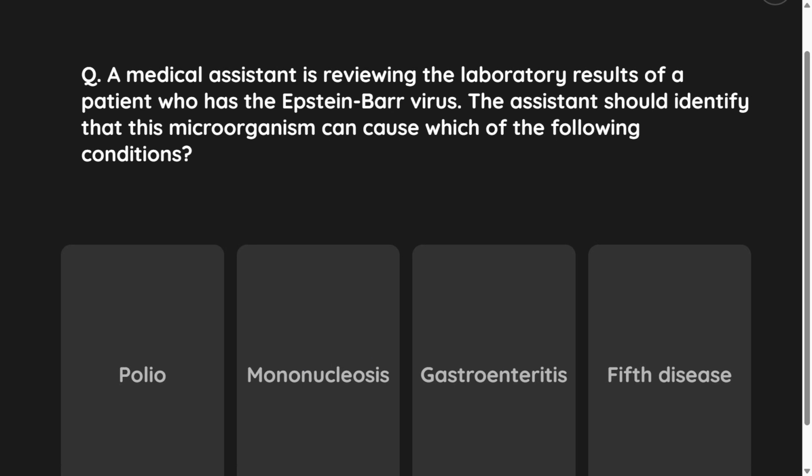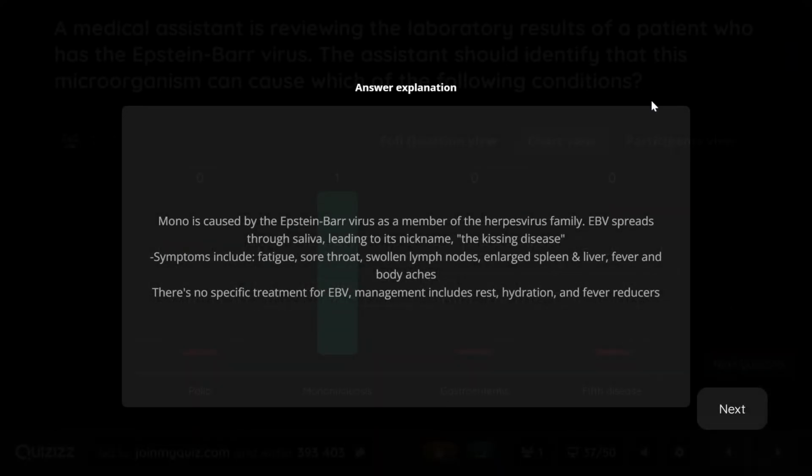Now, if you said mononucleosis, then you are 100% correct. Mononucleosis is also known as just mono, and it is caused by the Epstein-Barr virus, a member of the herpes virus family. Now, it spreads through saliva, and this is where it got its nickname, the kissing disease. It was easily spread through kissing, drinking, or eating after other people.